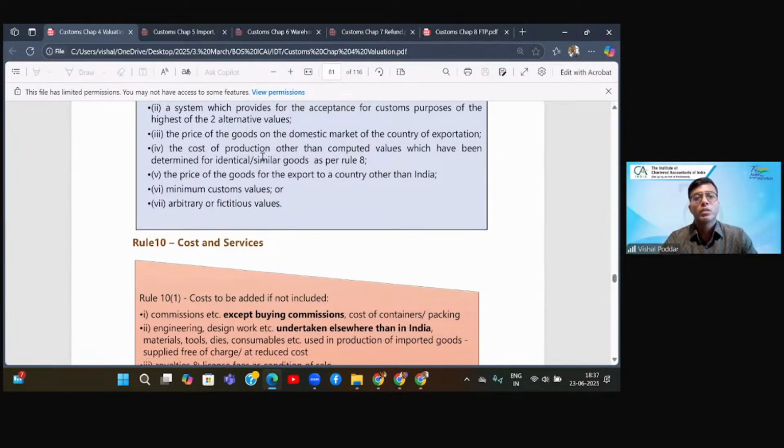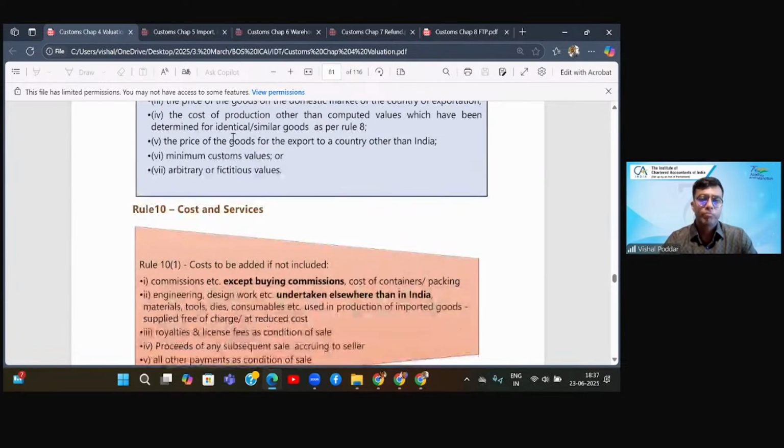Then the cost of production other than computed value should not be taken. So if you are going by the costing approach, it has to be strictly as per Rule 8. Then price of goods for export to any other country. As I said at the start, we only want the price between you and me, that is the price at which I am selling to India. I may be selling to other countries, not allowed. I may be selling in my own country, not allowed, right?